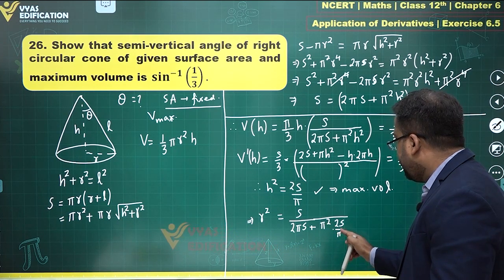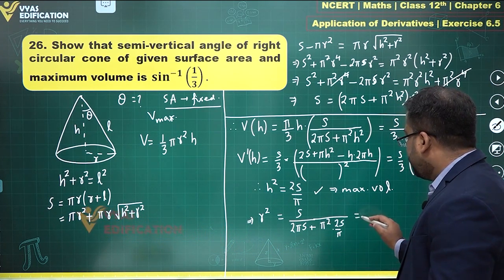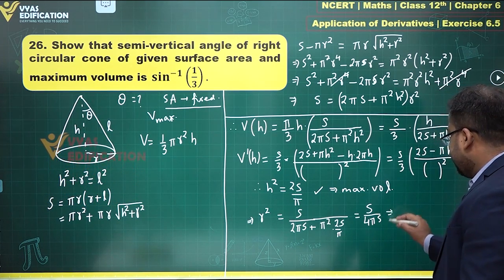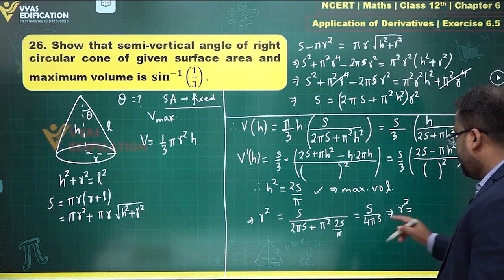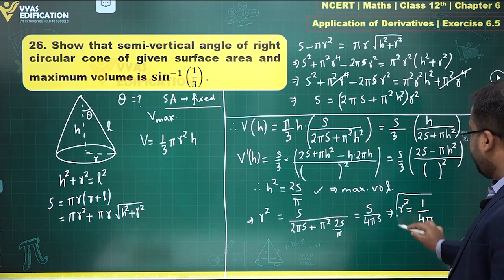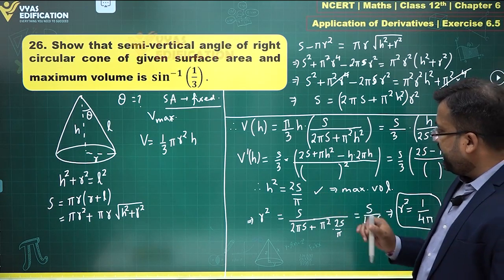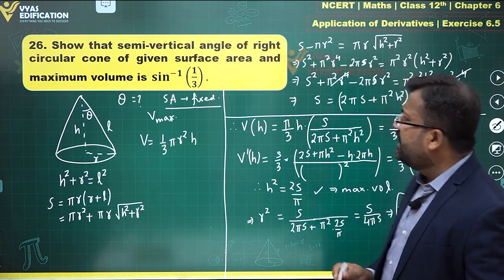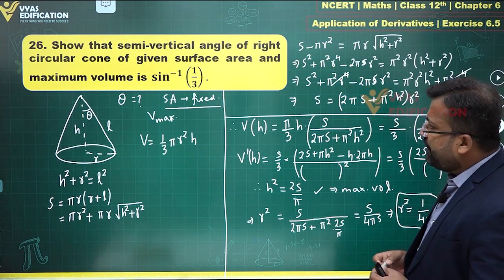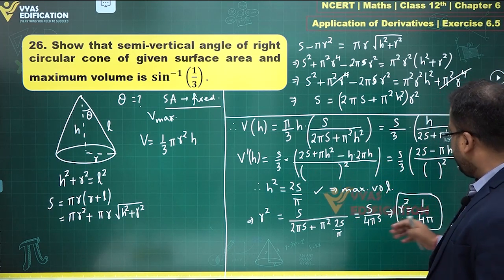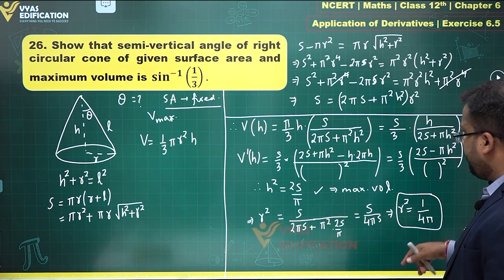This is pi 2s, which is 4 pi s, s upon 4 pi s. This implies r square will be equal to 1 upon 4 pi. Okay, and this is the value of r square. This is the value of h square. But what are we interested in? We are interested in that semi-vertical angle theta, and theta can be found with the help of this h and r directly. What do we have over here? H square is 2s upon pi. This is 1 upon 4 pi.